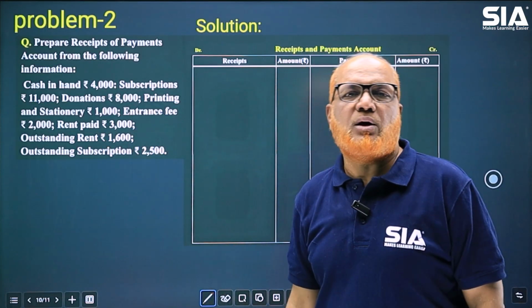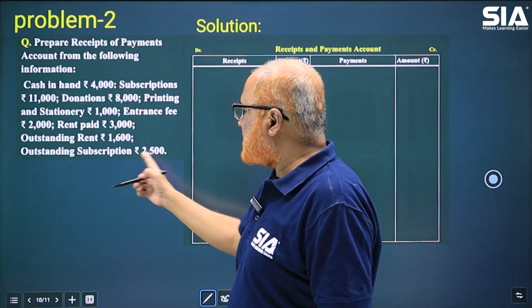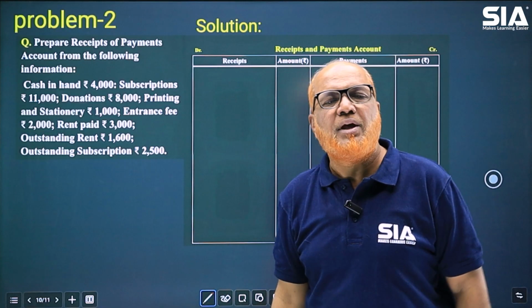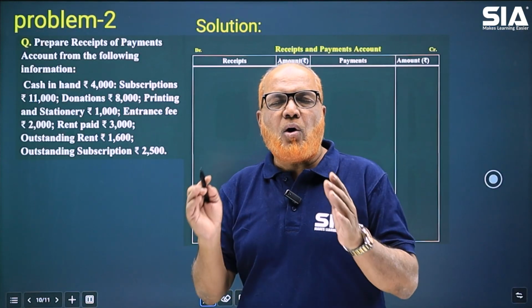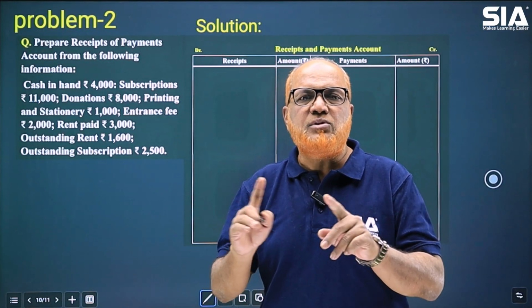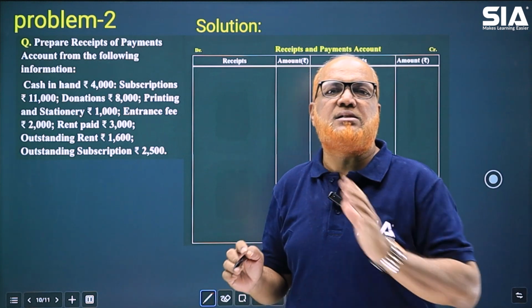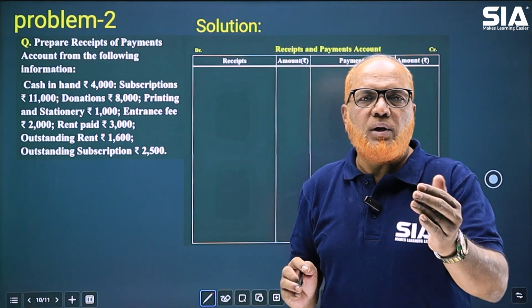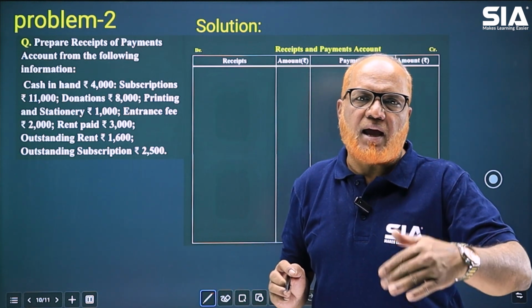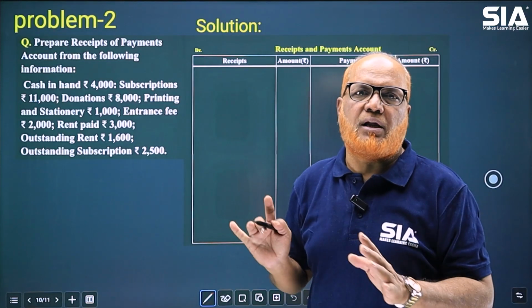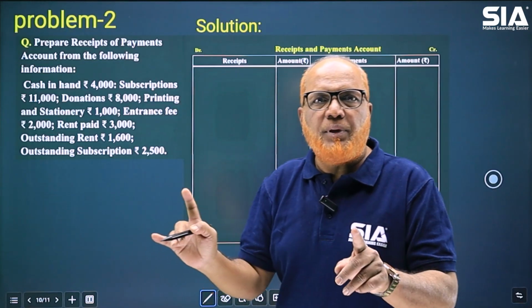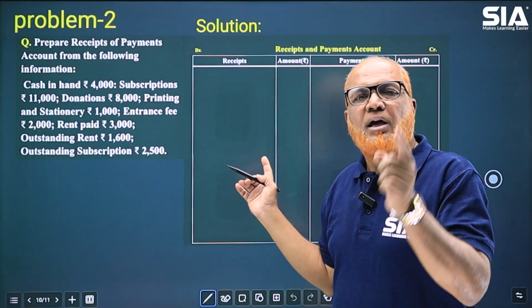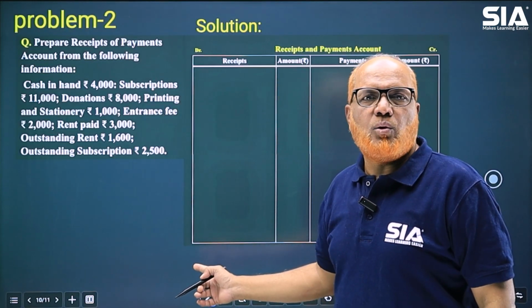Outstanding rent 1,600, outstanding subscription 2,500. Remember, in the theory class also I have explained, all adjustment items will not be taken in receipts and payments account. Only actual cash received and actual cash paid, that only will be taken. So here outstanding rent and outstanding subscription will not appear in receipts and payments account. In examination, you should write a note.